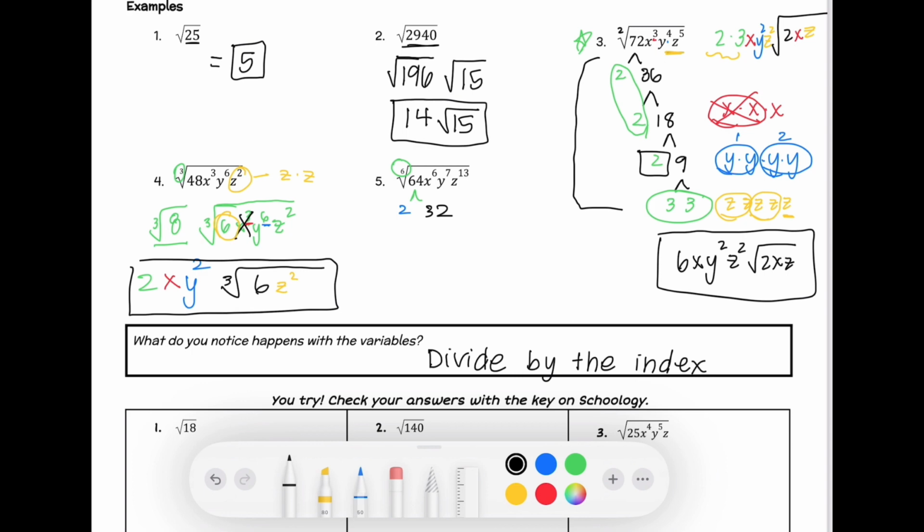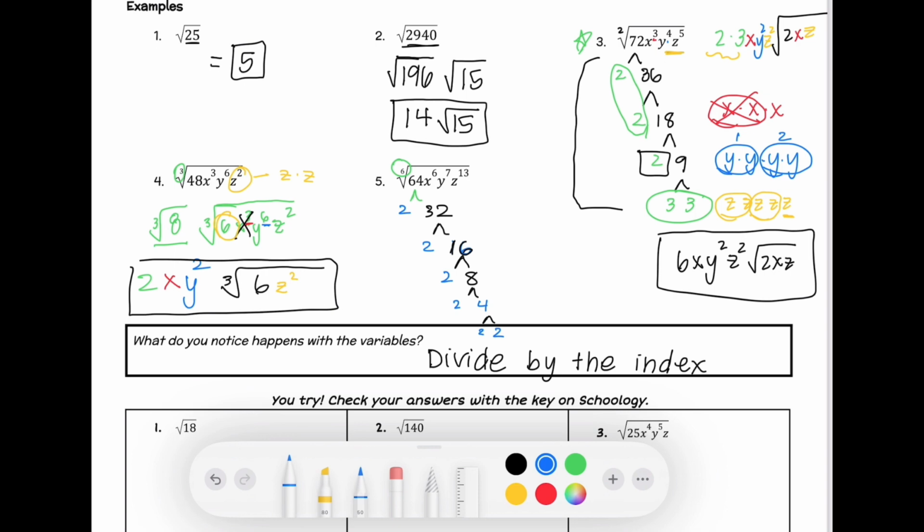And now we're going to break down 32. We can divide by 2 again. We're going to get 2 and 16, because 32 divided by 2 is 16. And then we're going to do the same thing, so we're just going to keep going. 16 divided by 2 is 8. And 8 divided by 2 is 4. And 4 divided by 2, I'm running out of room, is 2.